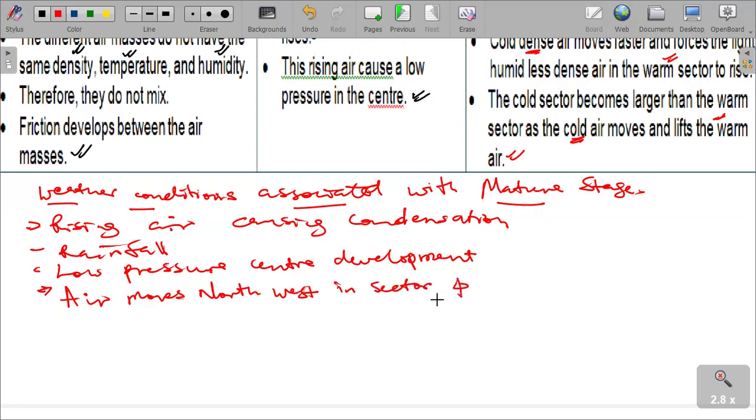And what does it do in the cold sector? And also from the northeast ahead of the warm front. So what happens? It is northwest in the warm sector and from the northeast ahead of the warm front, and also southwest in the cold sector. Those are key things that I want you also to take note of.